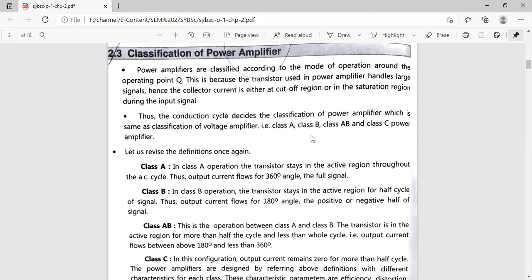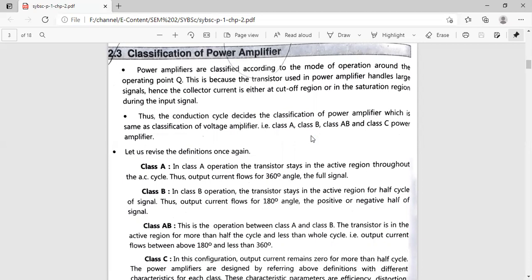We have seen that for the entire AC input, whatever you have applied, your transistor is going to remain on, and the output current flows for a 360-degree angle for the full signal. So it is going to conduct current for the entire input signal. Now, in case of class B amplifier, the transistor stays in the active region for half cycle.